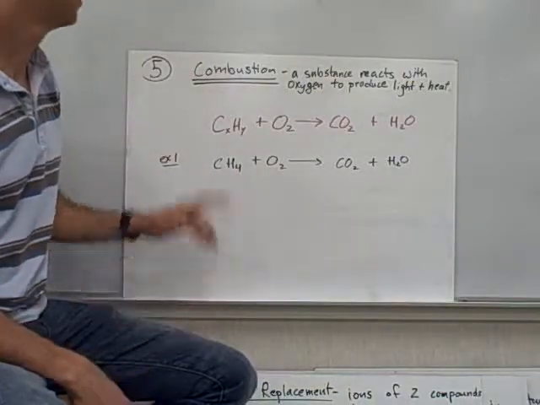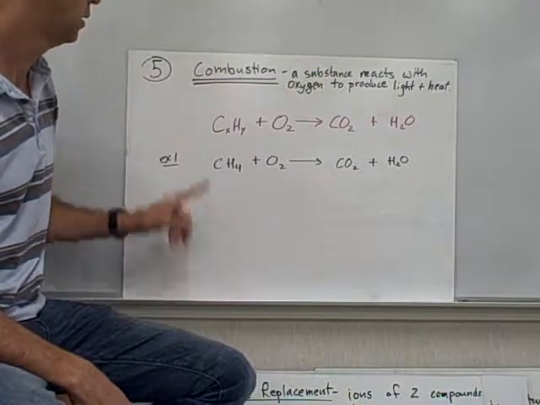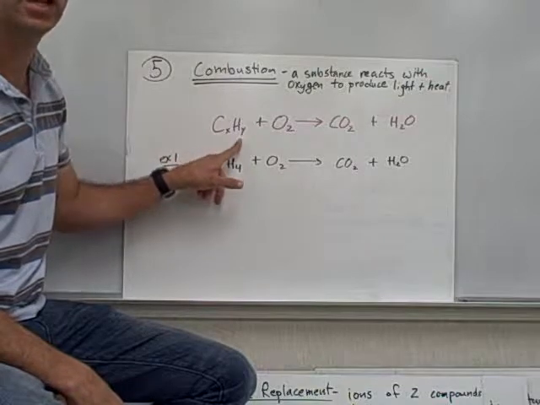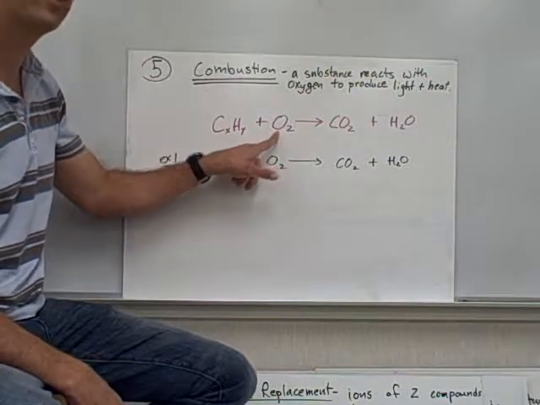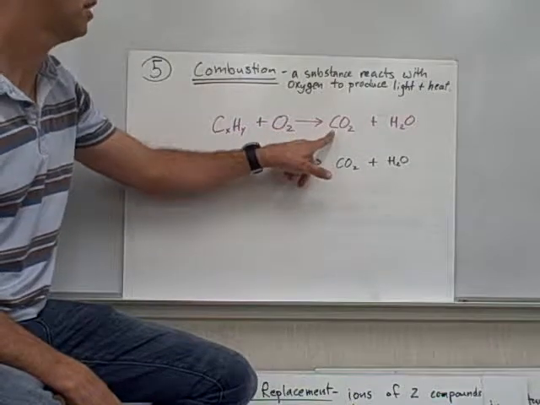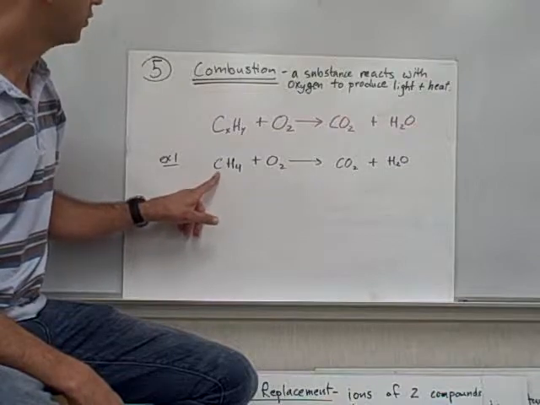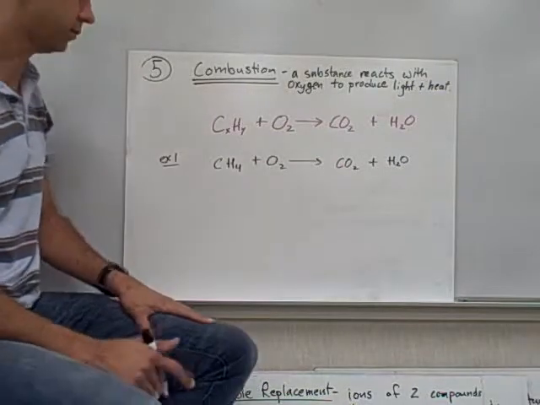Combustion reactions. A substance reacts with the oxygen to produce light and heat. In this case, we normally have something that has a C and an H. It doesn't matter how many of these you have. It reacts with oxygen to form carbon dioxide and water. Here's my example. CH4 plus O2 makes CO2 and water.